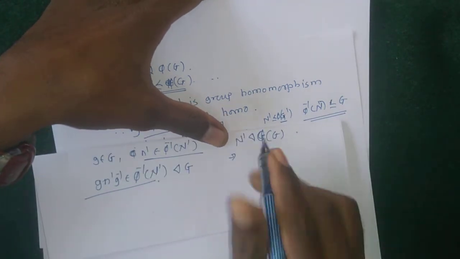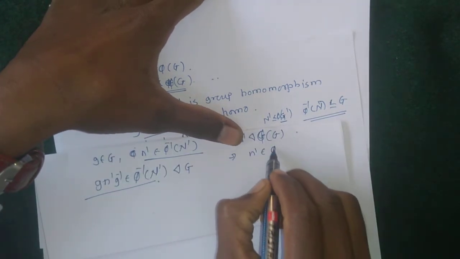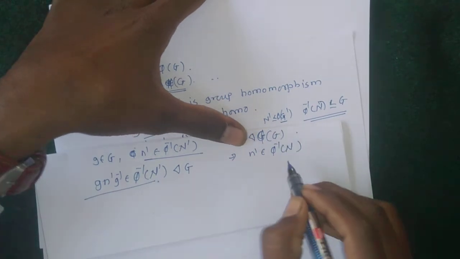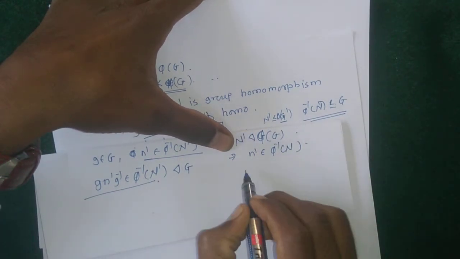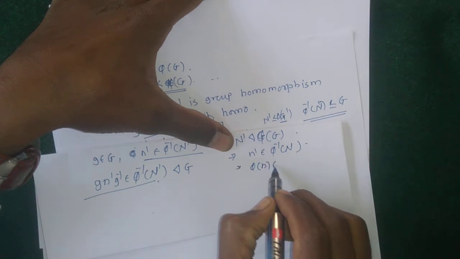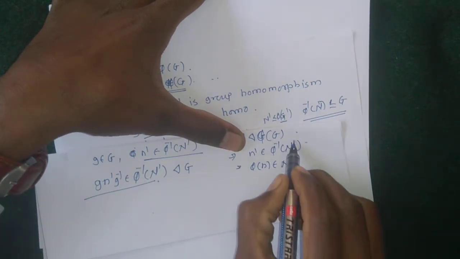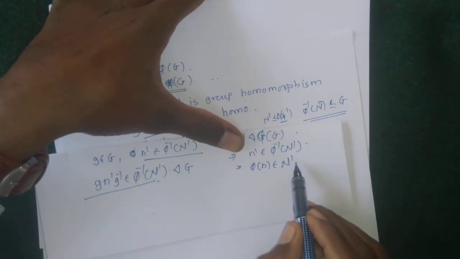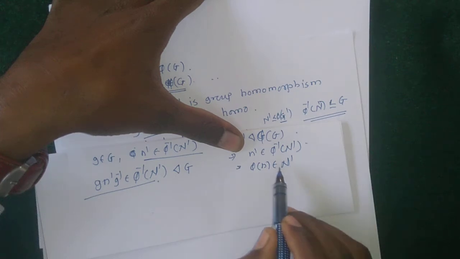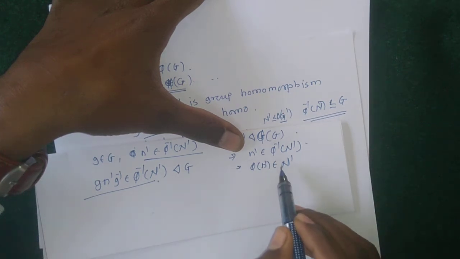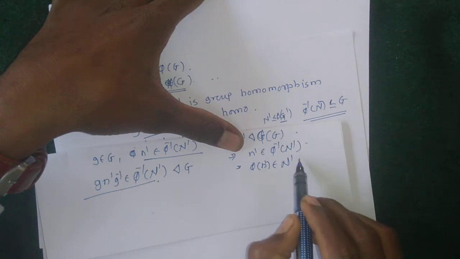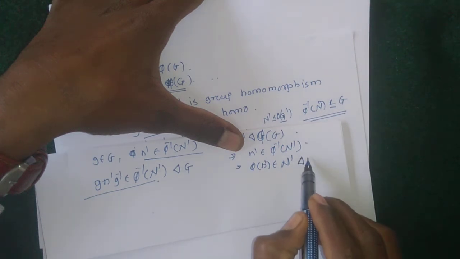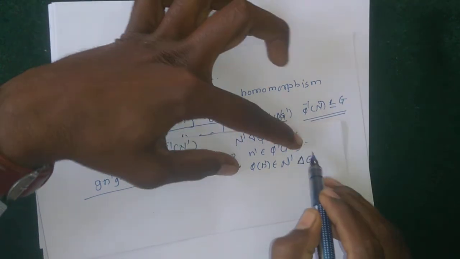n' belongs to φ⁻¹(N), n' belongs to φ⁻¹ of N, which implies that φ(n) belongs to N'. Okay, φ(n) belongs to N'. φ(n') belongs to N', and N' is a normal subgroup of φ(G).